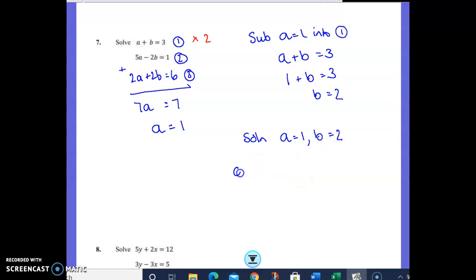Let's do a quick check. I'll write it down this time. 5a minus 2b equals 5 lots of 1 are 5, 2 lots of 2 are 4, 5 minus 4 is 1. 5a minus 2b equals 1. Perfect.